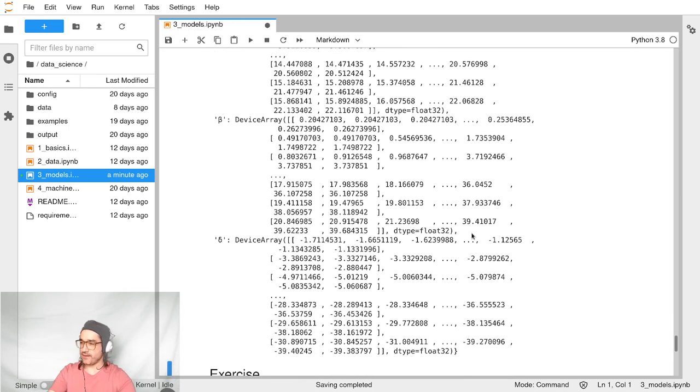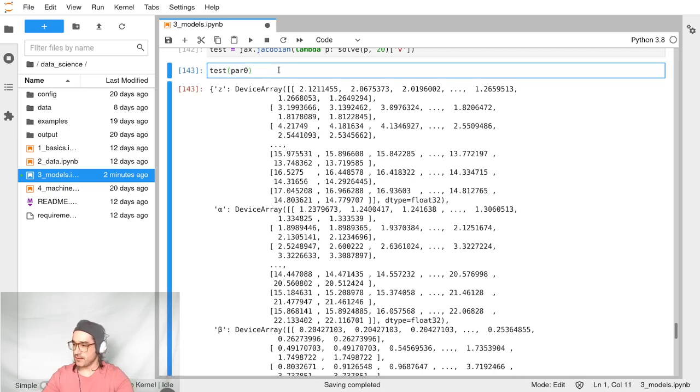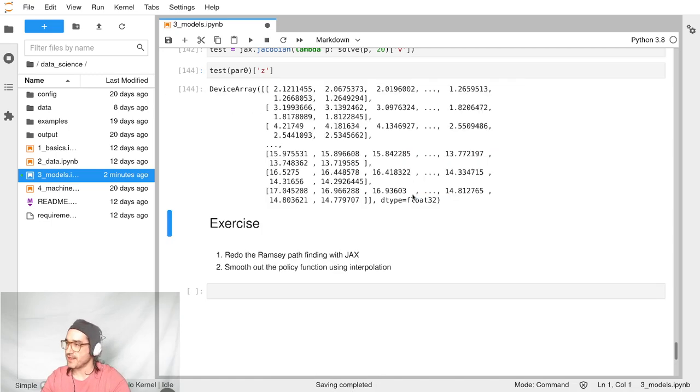So what does it give us? It gives us a Jacobian, but actually we're in a weird space here because that parameter thing was a dictionary. So it's taking the Jacobian with respect to, say, Z. So it's saying, what if you change the productivity a little bit, how does that change the whole value function at every single point? So let's look at just the Z. Change Z, you get a whole Jacobian. Change alpha, you get a whole Jacobian. So it did everything at once, but let's just look at that Z one.